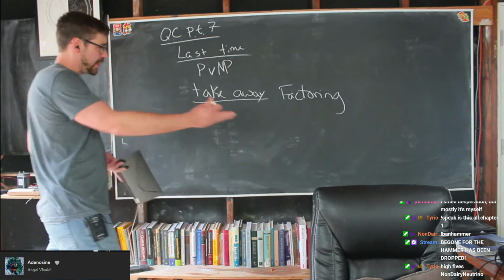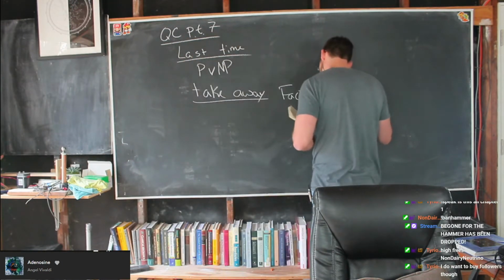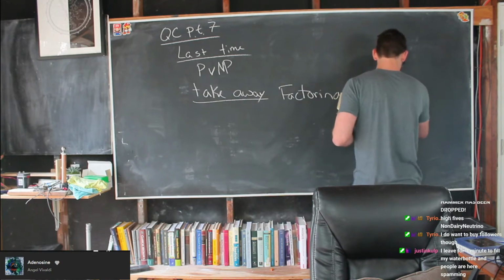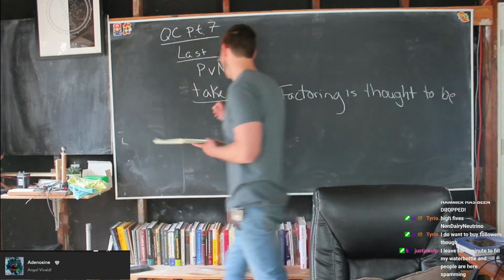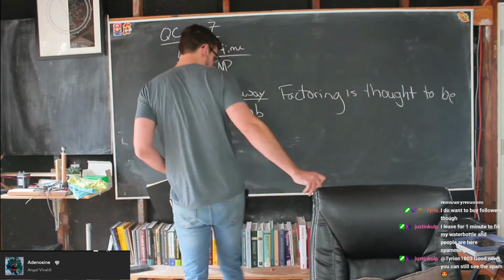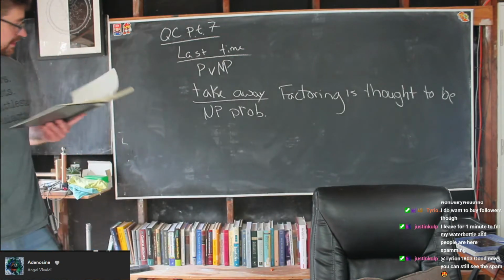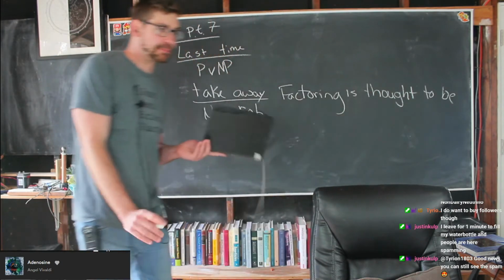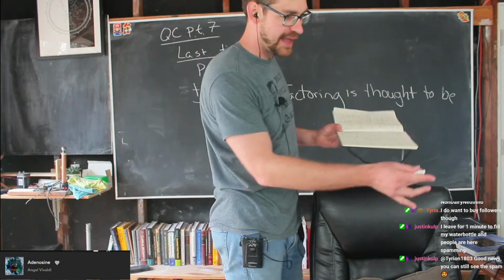That's something that quantum computing is really good at, factoring. Factoring is thought to be an NP problem. Now, it is not known if it is NP complete. But one of the rules of being NP complete is if you can solve an NP complete problem, you can change that problem's parameters and solve any NP problem.